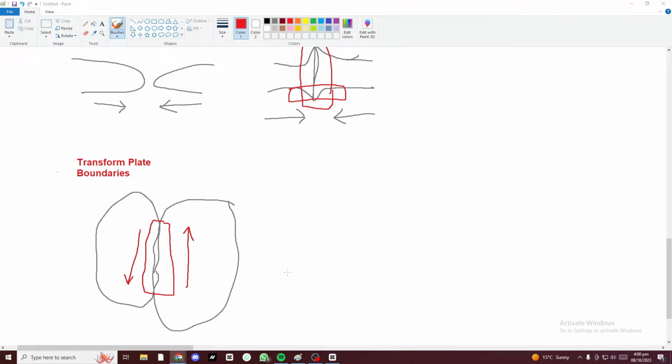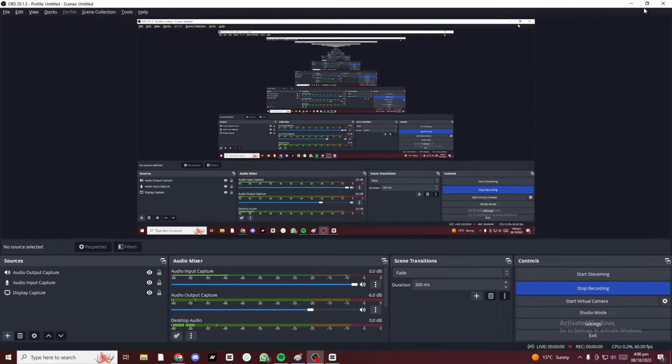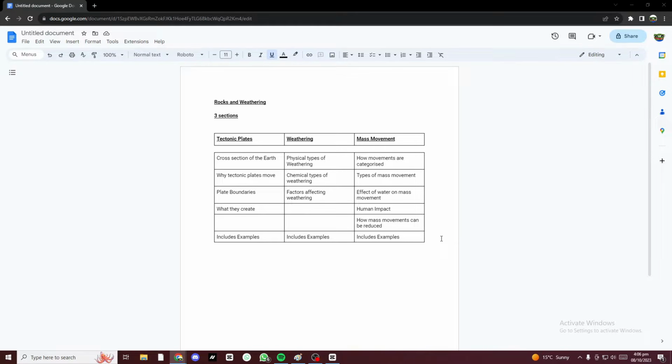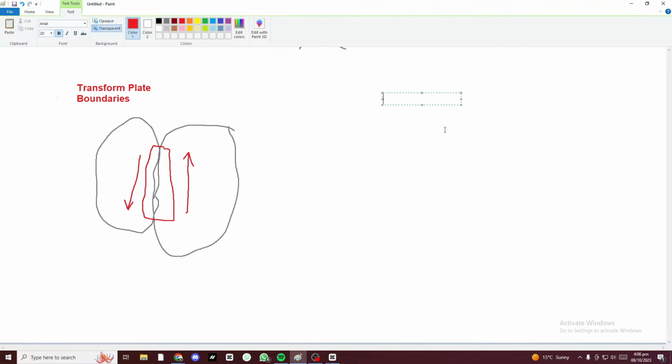Okay, and that brings us to the end of plate boundaries. Now let's go through what these plate boundaries create. Let's start with divergent plate boundaries.